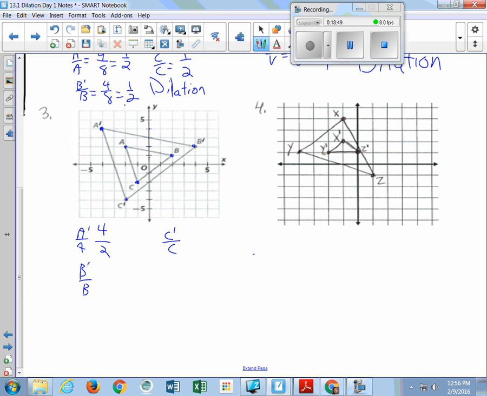B prime. B prime is at 1, 2. B is at 1. C prime is at 4, -4. And C is at -2. So 4 over 2 is 2. 2 over 1 is 2. -4 over -2 is 2. All ratios are equal. Therefore, it is a dilation.